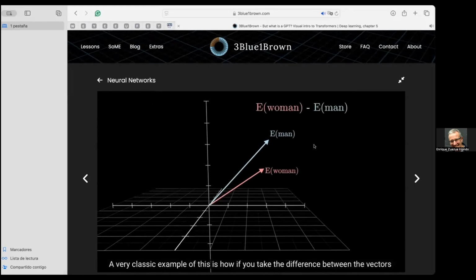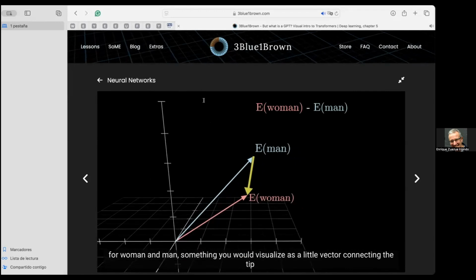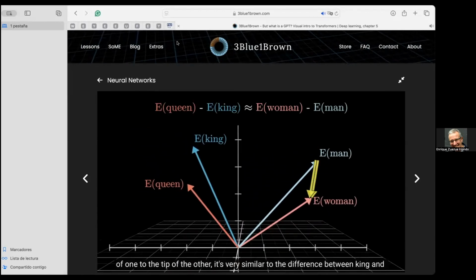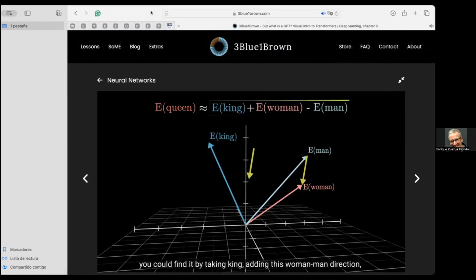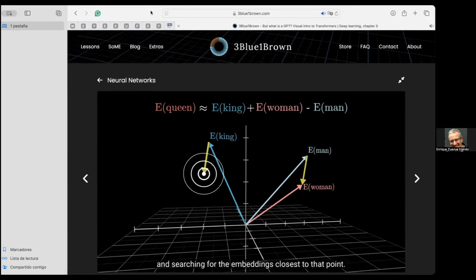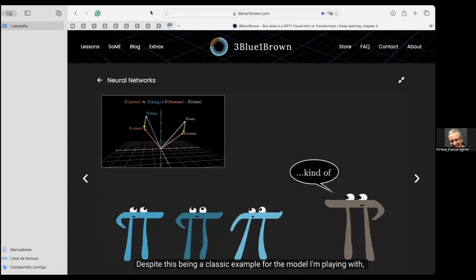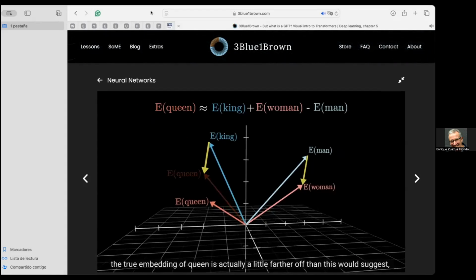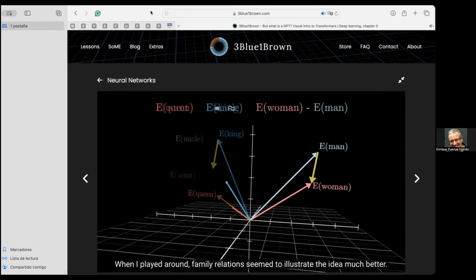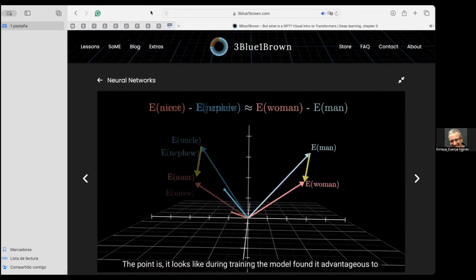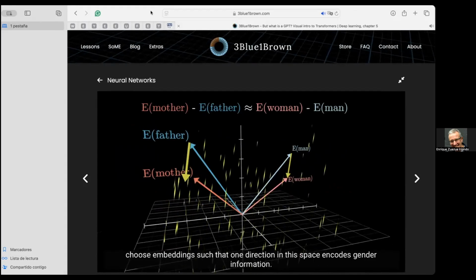A very classic example of this is how if you take the difference between the vectors for woman and man, something you would visualize as a little vector in the space connecting the tip of one to the tip of the other, it's very similar to the difference between king and queen. So let's say you didn't know the word for a female monarch. You could find it by taking king, adding this woman minus man direction, and searching for the embeddings closest to that point. At least, kind of. Despite this being a classic example for the model I'm playing with, the true embedding of queen is actually a little farther off than this would suggest, presumably because the way that queen is used in training data is not merely a feminine version of king. When I played around, family relations seem to illustrate the idea much better. The point is, it looks like during training, the model found it advantageous to choose embeddings such that one direction in this space encodes gender information.